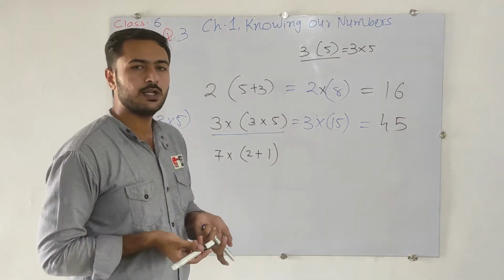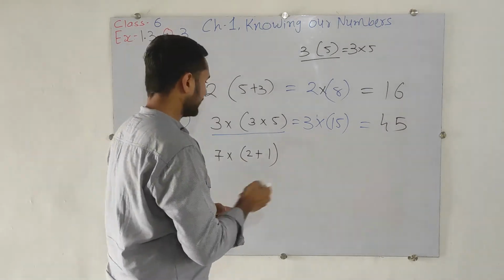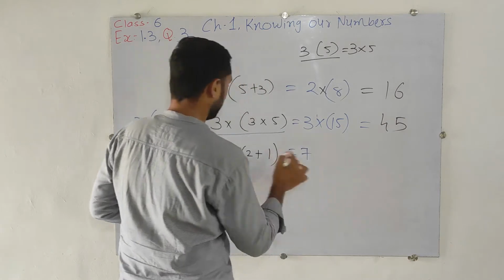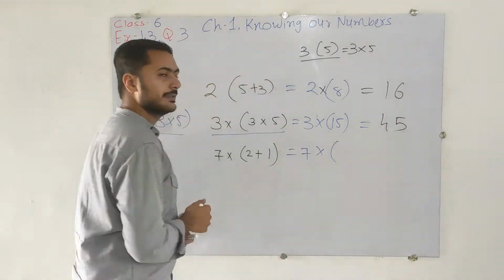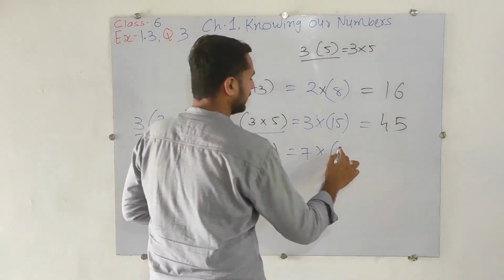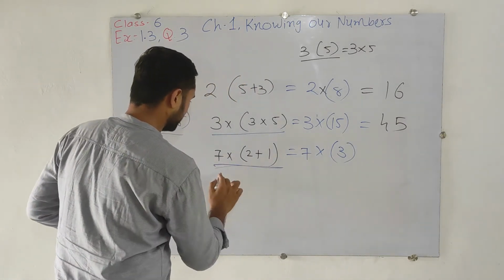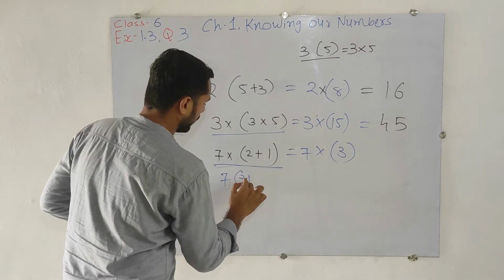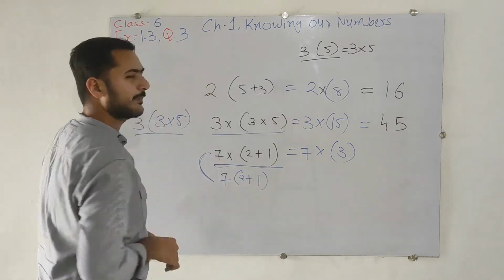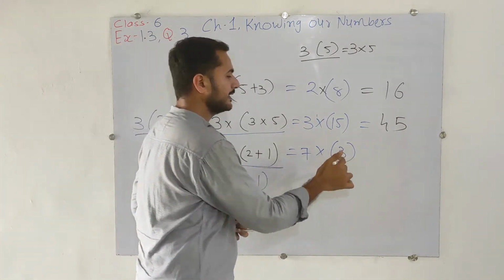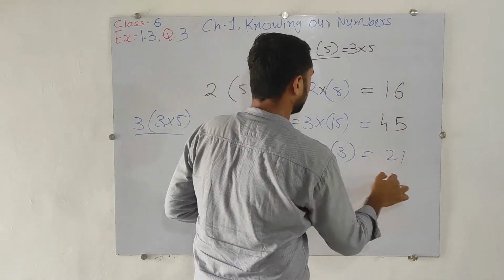So again, what we will do? We will solve the bracket first. It means 7 multiplied by 2 plus 1, that is 3. Okay. So again, this can be written as 7 and 2 plus 1. These both are same. Okay. Now, 7 3s are, that is 21.